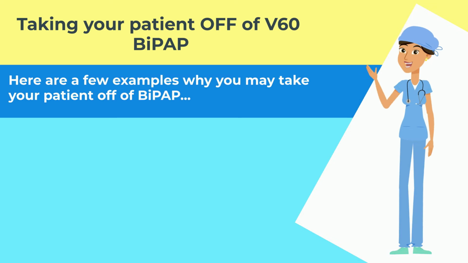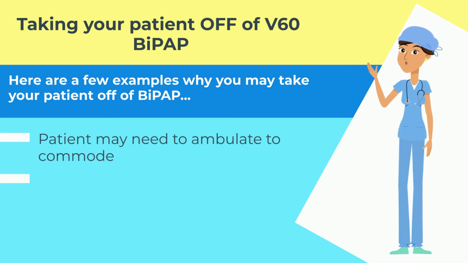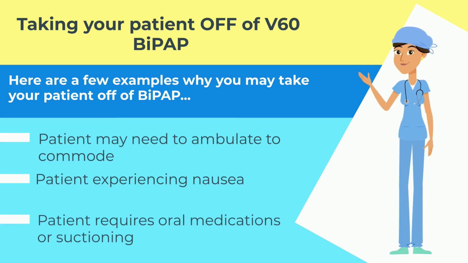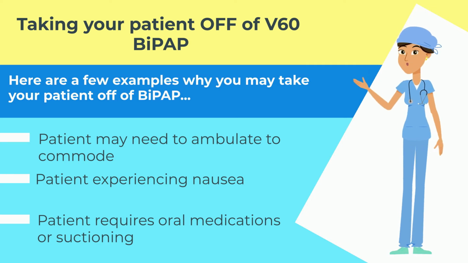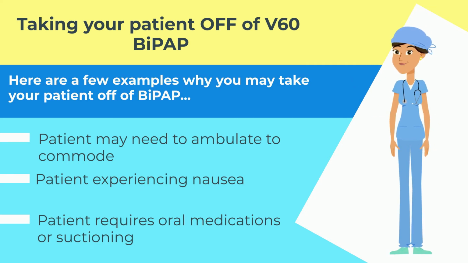Here are a few examples why you may need to take your patient off of BiPAP. The patient may need to ambulate to the commode. They may be experiencing nausea. And they may require oral medications or suctioning.